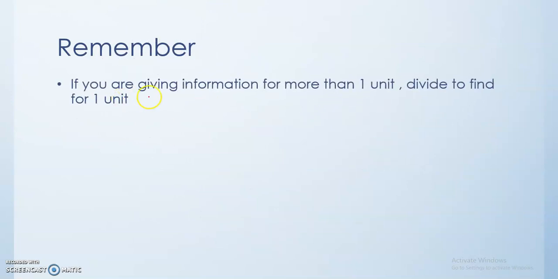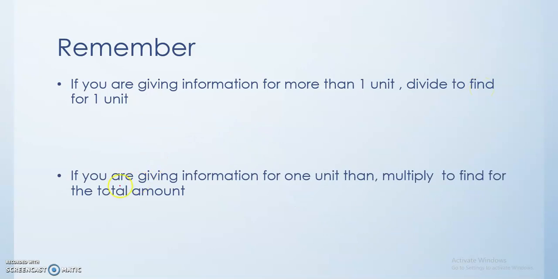The thing which you have to remember is, if you are given information for more than 1 unit and you have to find the value of 1 unit, you just have to divide the information. And if you are given information for 1 unit, then multiply to find the total amount.